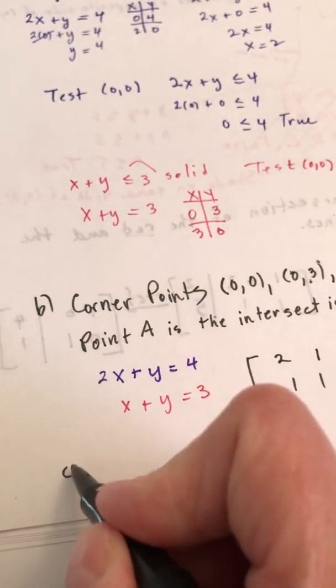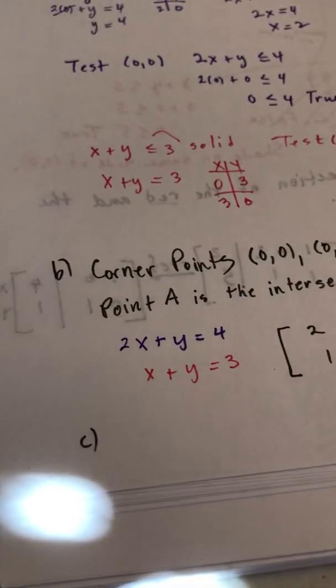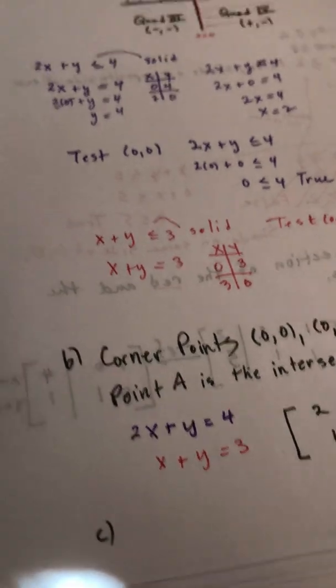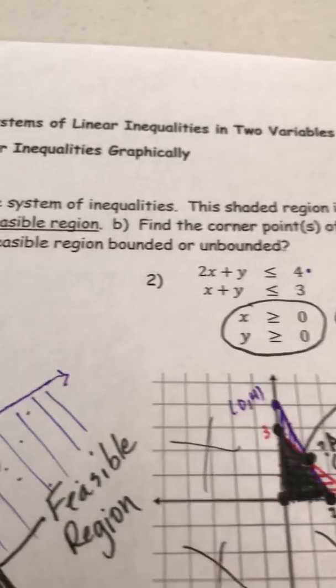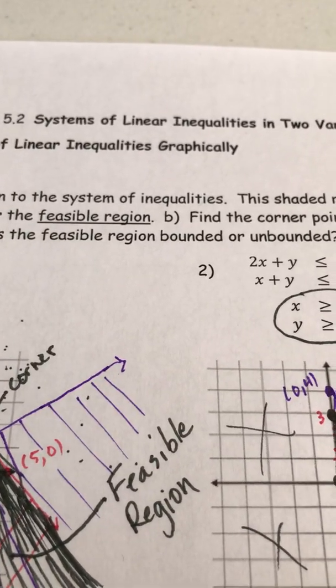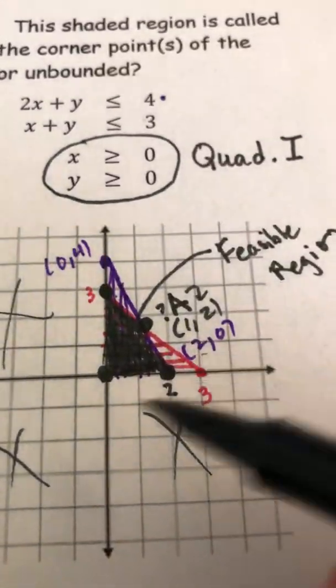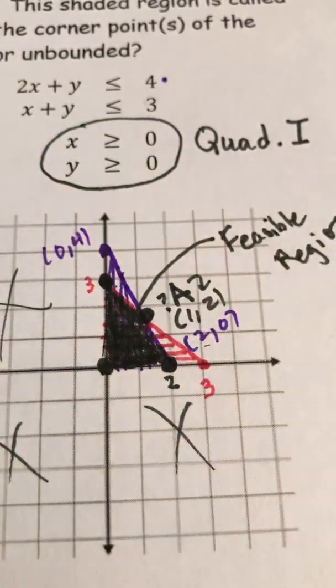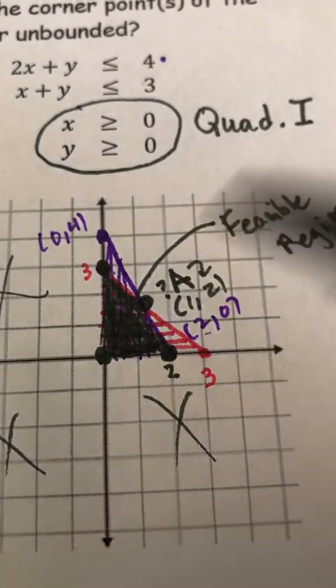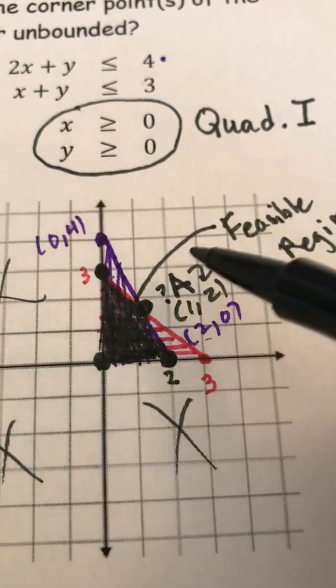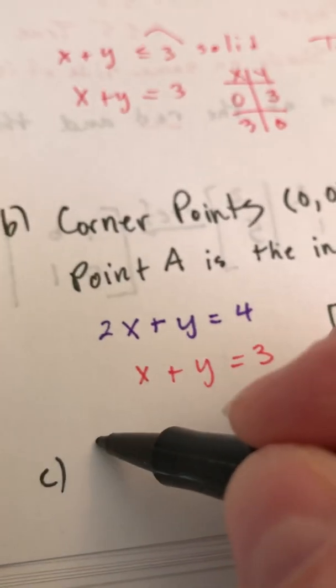And the last thing we have to answer is bounded or unbounded. Is this region bounded or unbounded? Is it bounded by all sides or not? It is. It is bounded by all 4 of these sides. There's nothing escaping like over here where it's spilling out. So we would call this a bounded region. So this is bounded.